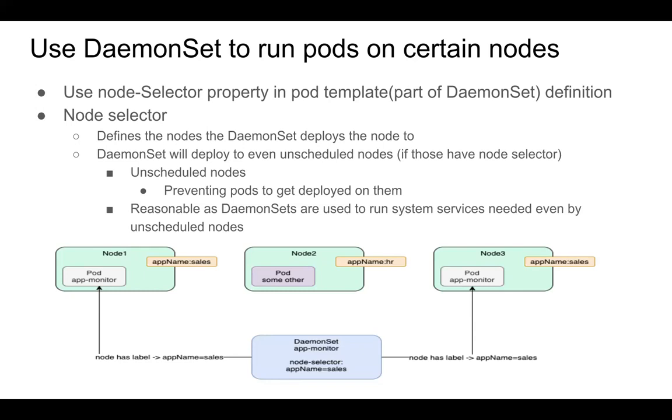But those nodes have a label, and we'll see how you can label a node. So those nodes have a certain label which matches the label of the node selector in the daemon set. In that case, the daemon set pod will get started there also. And why is it reasonable? Because daemon sets are used to run system services, even on unscheduled nodes. For example, if the unscheduled nodes are generating some logs by running some default applications, you might want to look at those logs as well.